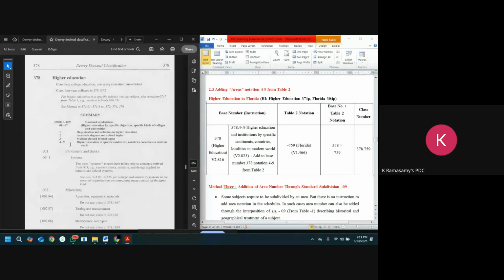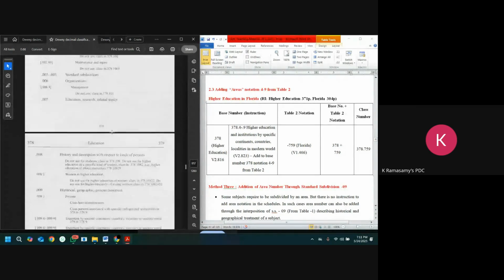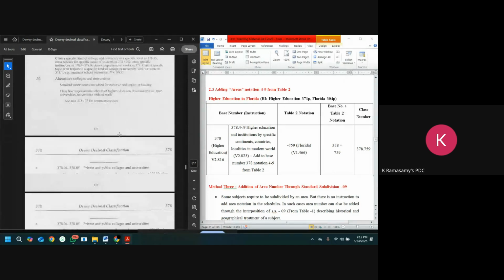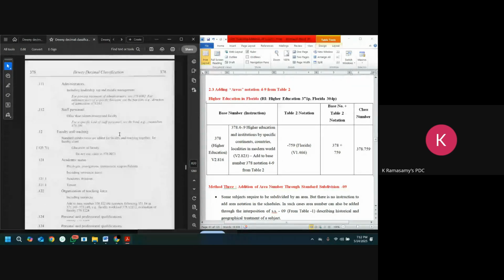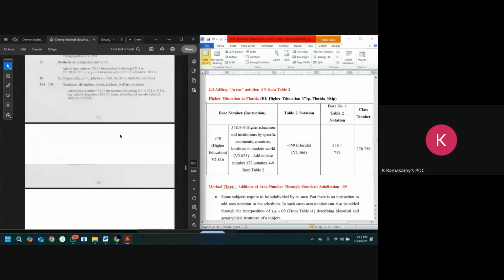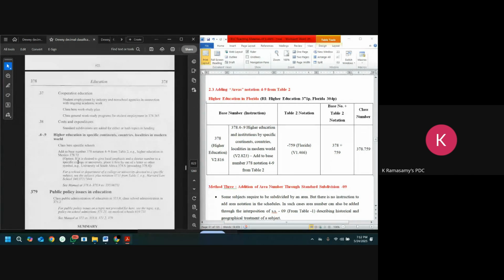378.4 to 0.9, higher education, specific continents. It's given clearly. Let me go to 0.4, 378.4. I go to 0.4. It is 0.1, 0.1 follows. Then 0.2. Okay. Then 0.3. Then 0.4. See, 0.4 to 0.9, they say that higher education is specific continents and countries.